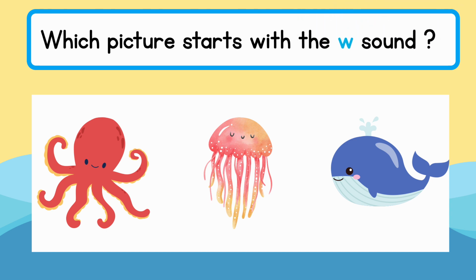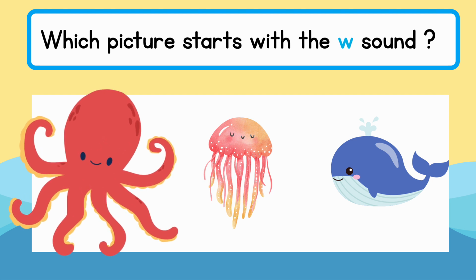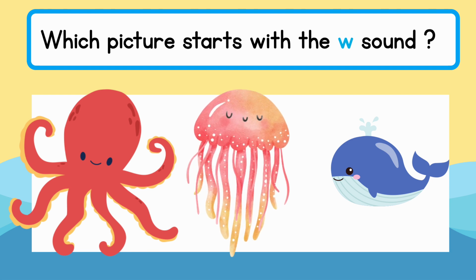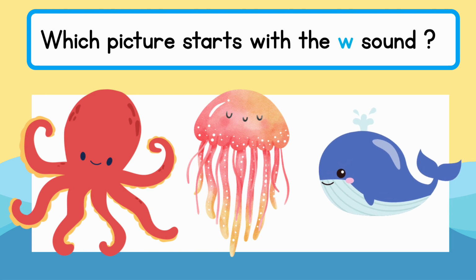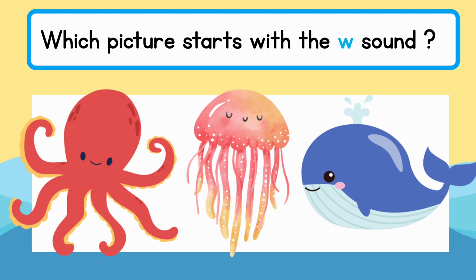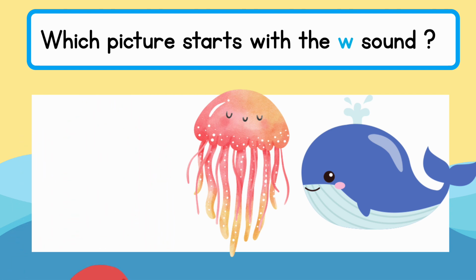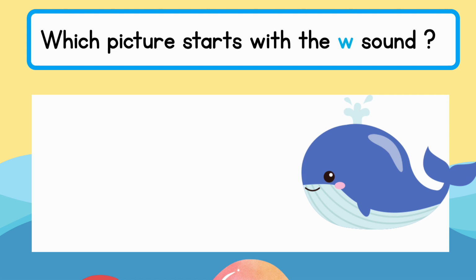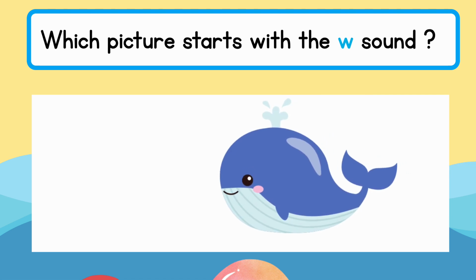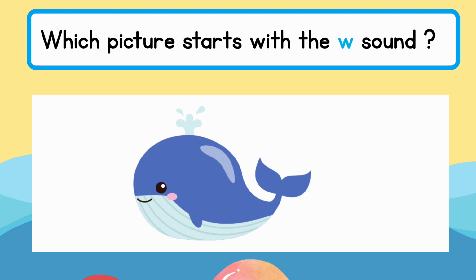Now we have three more pictures. Let's find the picture that starts with a W sound. Let's name the pictures. Octopus. Jellyfish. Whale. It's not the octopus or the jellyfish. Well done. It is the whale.